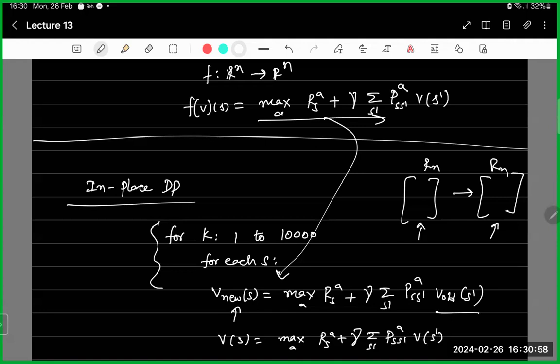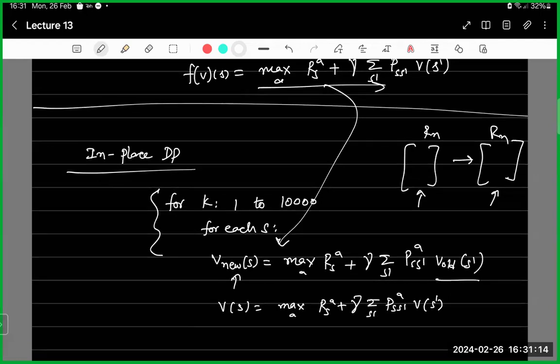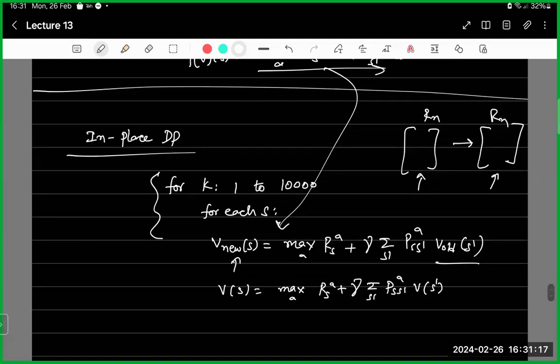Okay. So you just maintain one vector v in your memory and you just update like this. So this is called in-place dynamic programming, where you are using the latest values always. Any doubts in this? Anyone did not understand what I mean here? Fine. So this is called in-place DP. It is numerically observed that this has slightly better convergence properties.